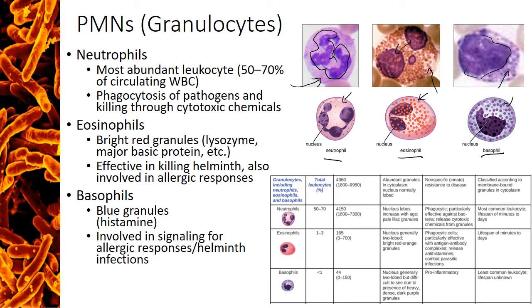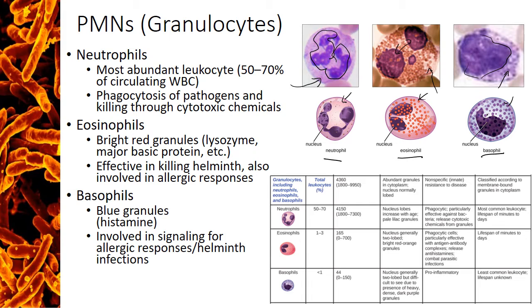Of the three cell types, it's your neutrophils that are the most important. This is the most abundant leukocyte in the bloodstream, making up about 50 to 70% of all the circulating white blood cells. And it does two things. It's able to do phagocytosis of pathogens, so it's able to actually pull them into the cell and destroy them. And it will also do killing through cytotoxic chemicals that are found in its granules. Its granules contain chemicals that are able to poke holes in cell membranes. When they're released from the cell, those chemicals can kill the bacteria.